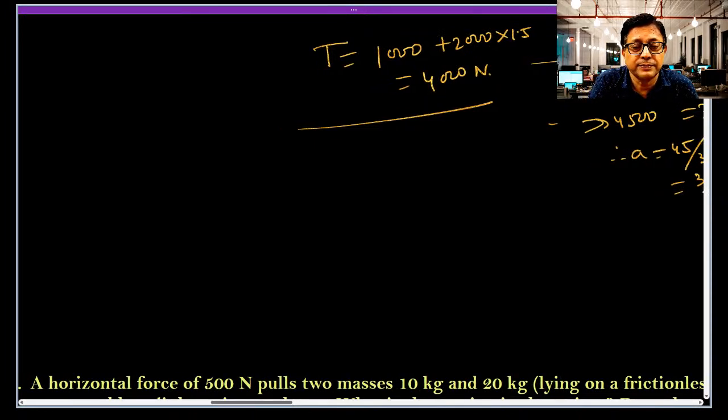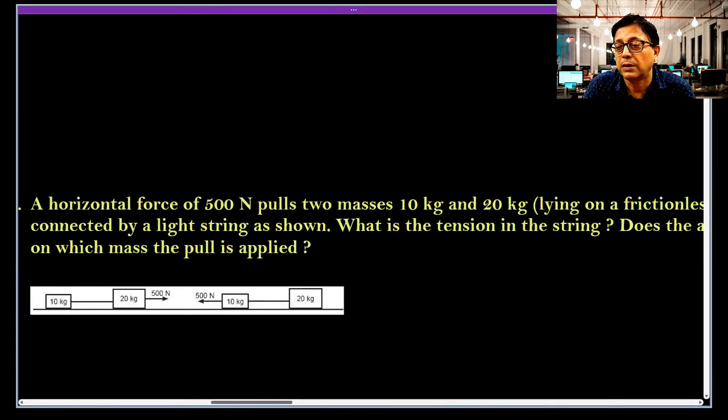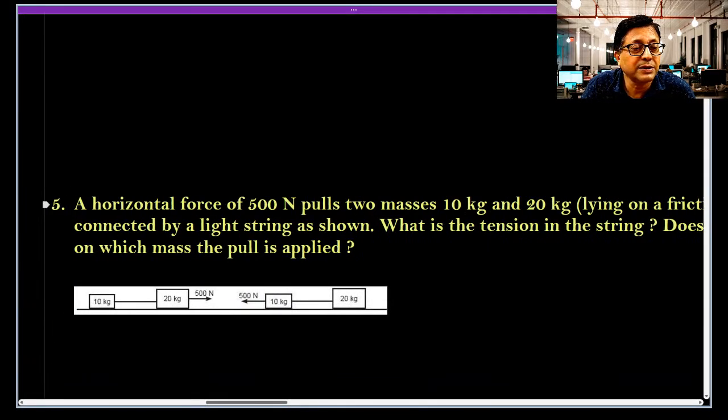Read the next one. Oh, just a minute. Length is increased.